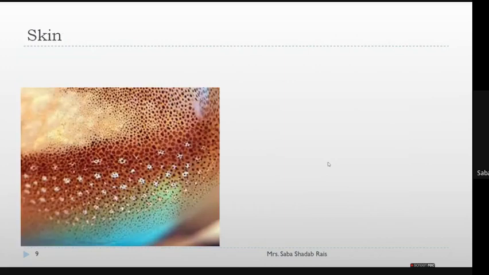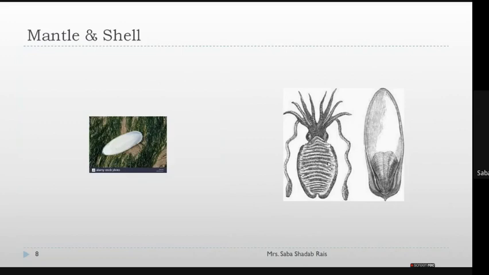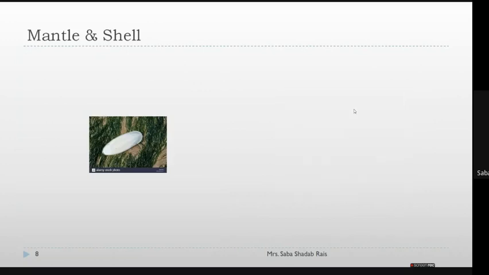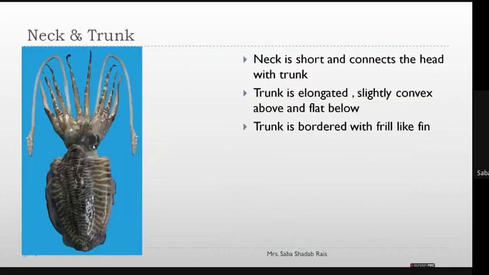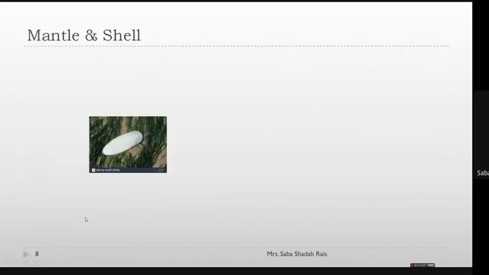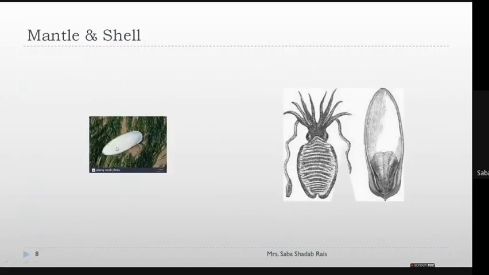Now next we will talk about the shell. The shell of the sepia, as I just told you, is present in the dorsal position. It is embedded internally and completely enclosed inside the cavity. When you look at the sepia, the shell is not visible, but you can feel some hard mass here. The shell is completely enclosed inside the mantle cavity, and this is the cut open shell of the sepia.